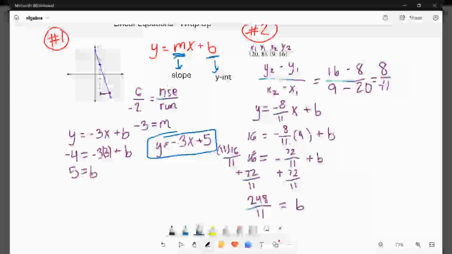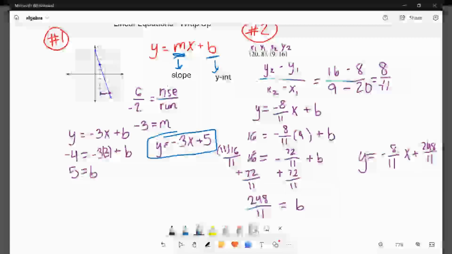Doesn't change the process, right? So finally, we are left with y equals and our slope, so negative 8 over 11 that we found before, x plus this lovely fraction of 248 over 11. Sorry that this is a little not beautiful handwriting here.